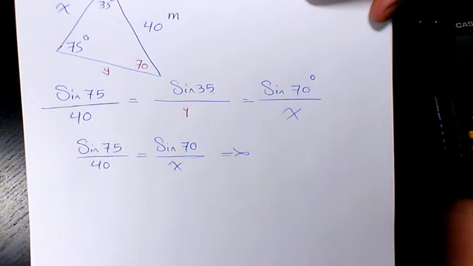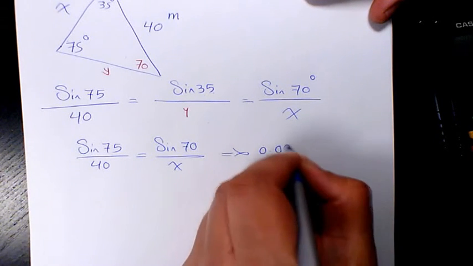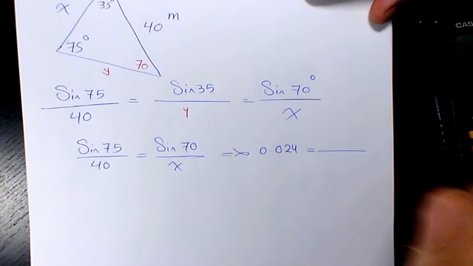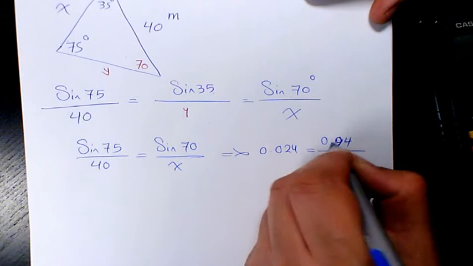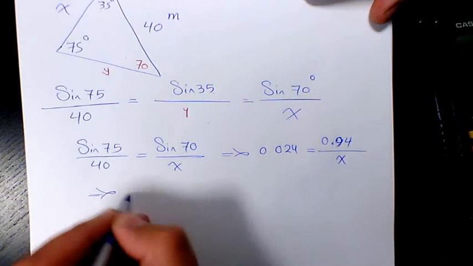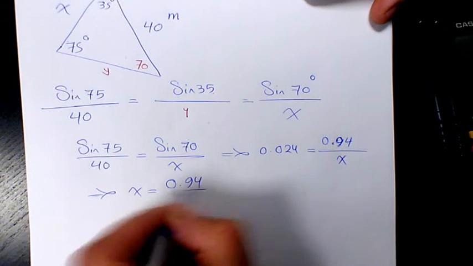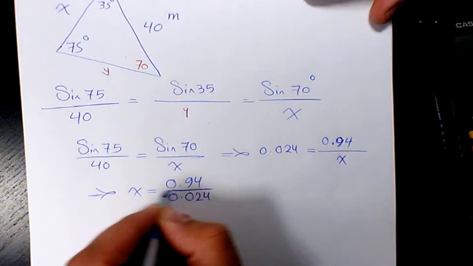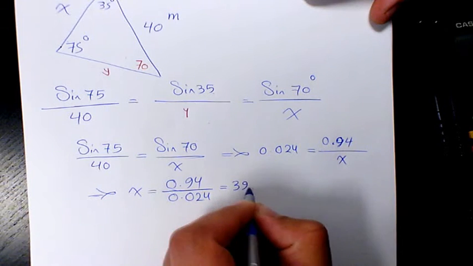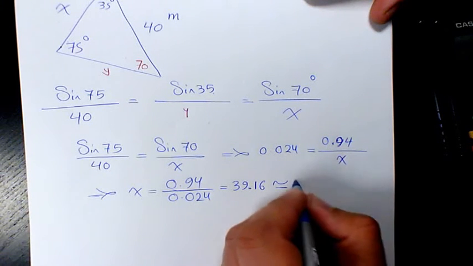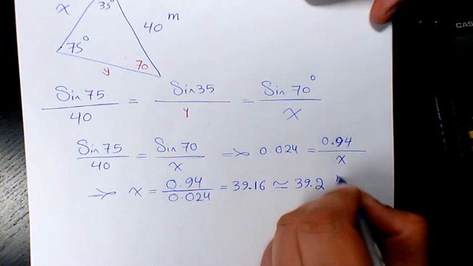Sine 75 degrees divided by 40 is going to be 0.024. Sine 70 is 0.94 divided by x. So x is going to be 0.94 divided by 0.024. That's going to be 39.16, or you can round it to 39.2 meters.